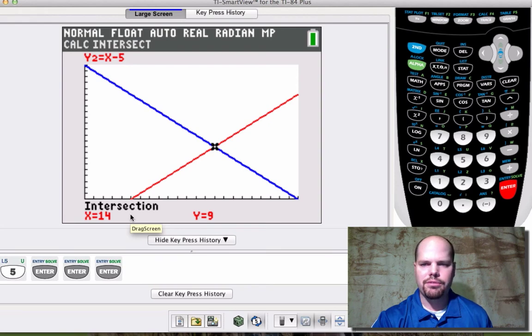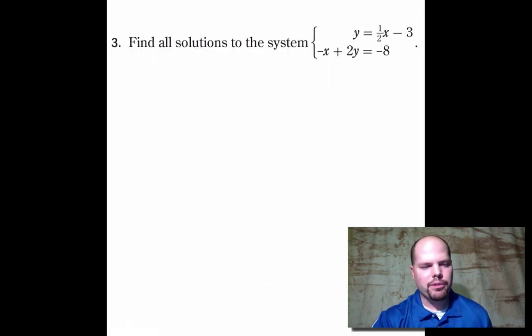All right, easy enough, huh? All right, the next example, example 3. Find all the solutions to the system y equals 1/2 x minus 3, and opposite of x plus 2y equals negative 8. Right now, our first method is going to be graphing. In later lessons, we'll have other methods, substitution and multiplication method, coming up. There are other methods to solve these by hand, but at this point, let's use graphing.